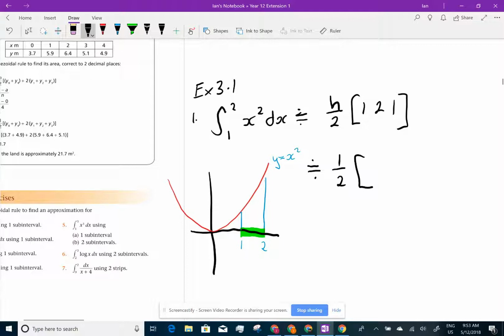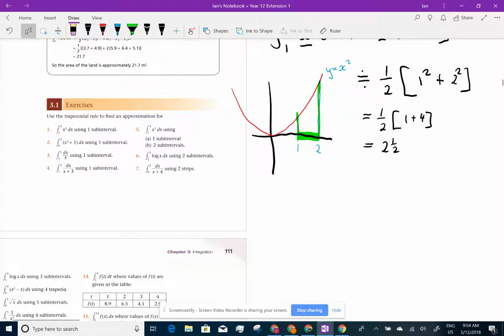Now, I've only got these 2 strips. I've only got this bit and this bit. How do I find that? Well, I need f of 1, so that's 1 squared. Because remember, f of x is x squared. And I need f of 2. Well, that's 2 squared. So I get a half, 1 plus 4, which is a half of 5, which is 2 1/2. And it's really easy. You're just using a trapezium.